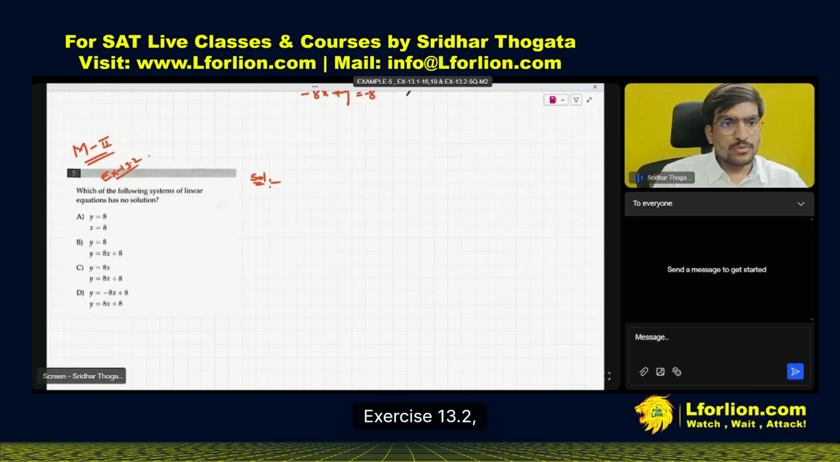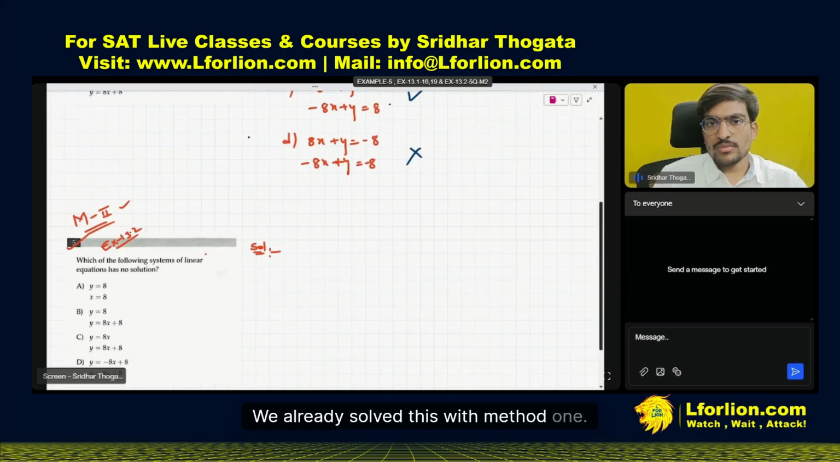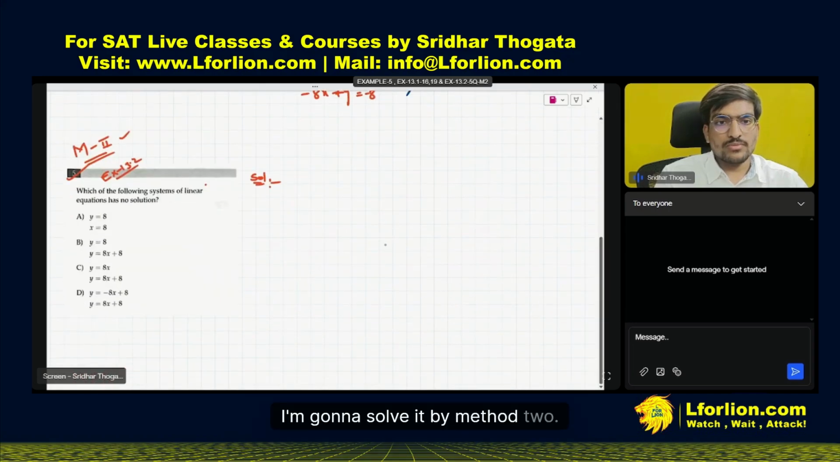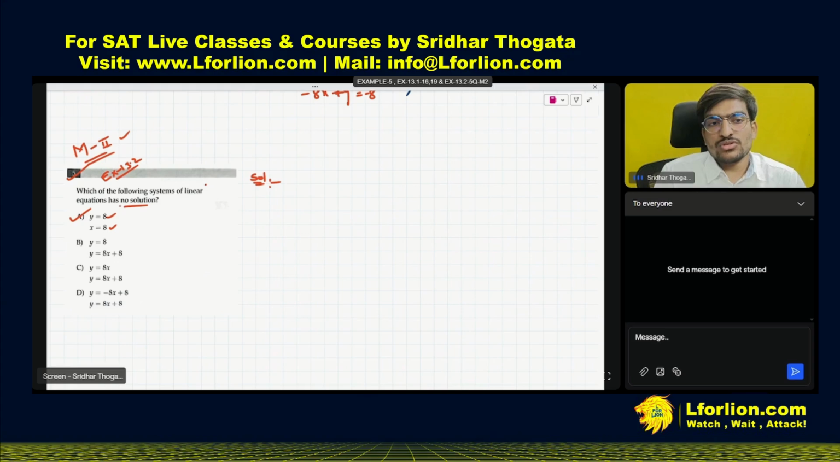Exercise 13.2, question number 5. We are just solving this question 5 with method 2. We already solved this with method 1. I'm going to solve it by method 2. So here, which of the following systems of linear equations has no solution? For these two equations, do they have no solution? Definitely not, because clearly we have a solution. The x value is 8, the y value is 8. It itself is a solution. So it's not going to be a no solution. So option A is incorrect.